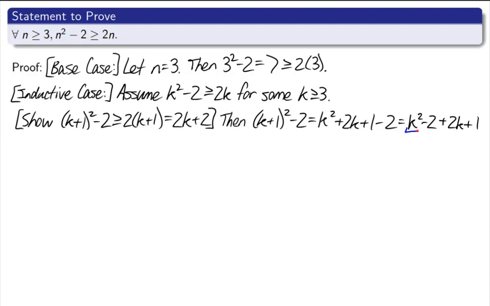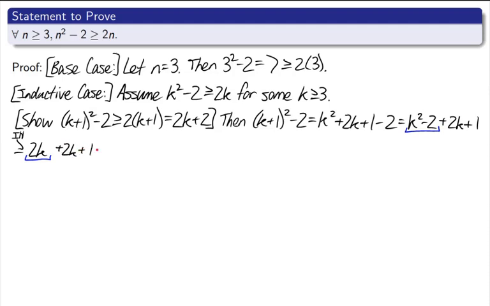Now pay careful attention to right here. k squared minus 2, I know, is greater than or equal to 2k by my inductive hypothesis. So what I'm going to do is say this is greater than or equal to, and my k squared minus 2 is going to be replaced with 2k. That's using my inductive hypothesis, so often I put a little IH above whatever symbol is being used, like the inequality or equal sign, just to say that I used the inductive hypothesis right there. Now I've still got the rest of the problem, which is the plus 2k plus 1.